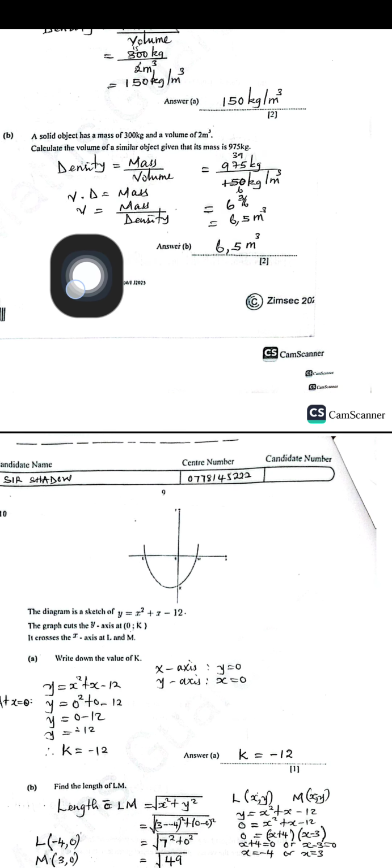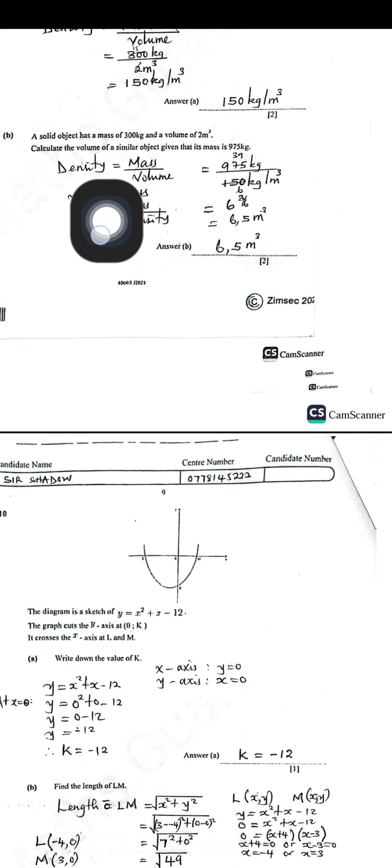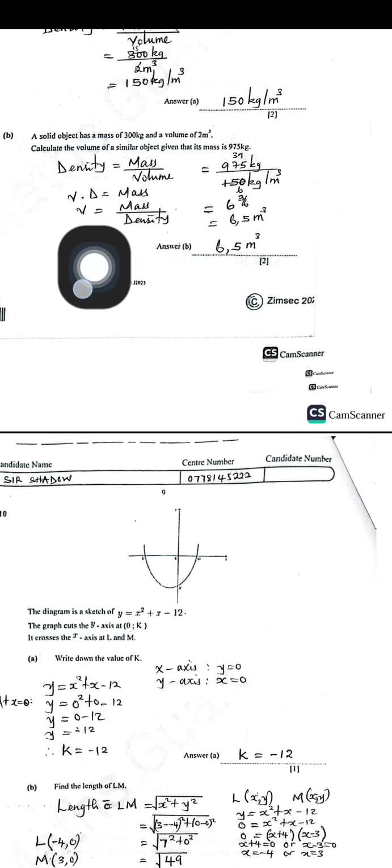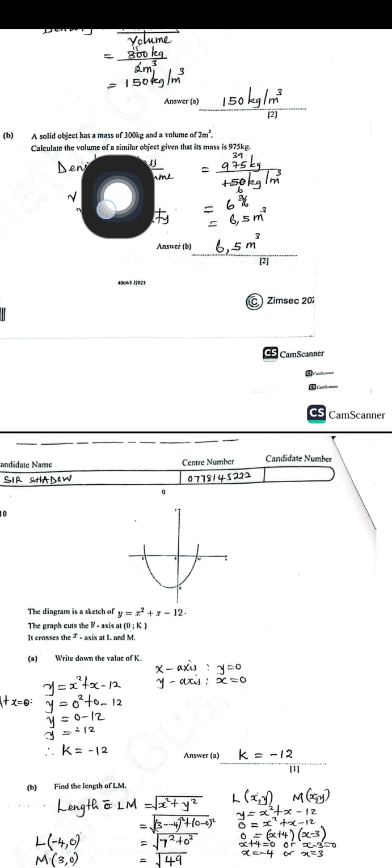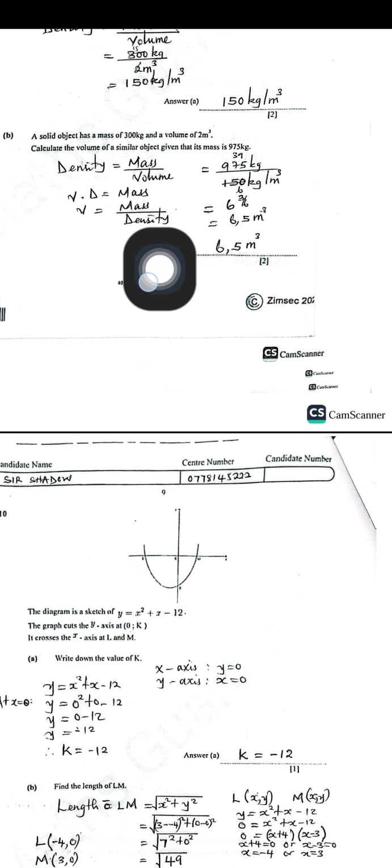So you want to find the volume, but remember density is mass over volume. So just make volume the subject of the formula. You do cross multiplication right here and get volume times density equals mass. You divide both sides by the density to find the volume. So volume is equal to mass over density. You are given the mass, which is 975 kg, over the density, which is 150 kg per cubic meter.